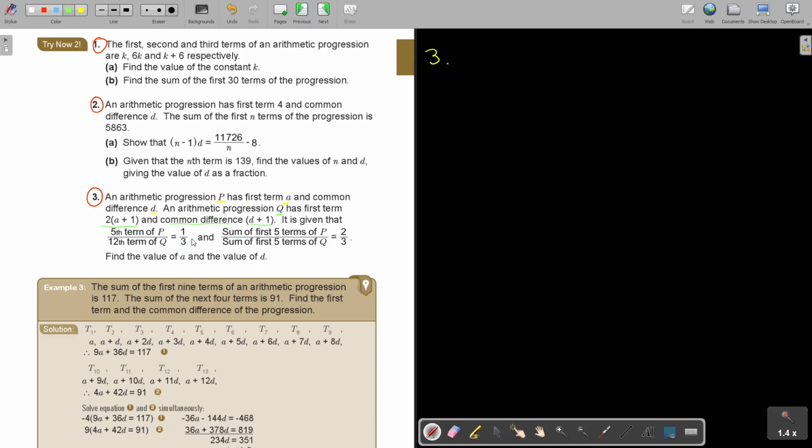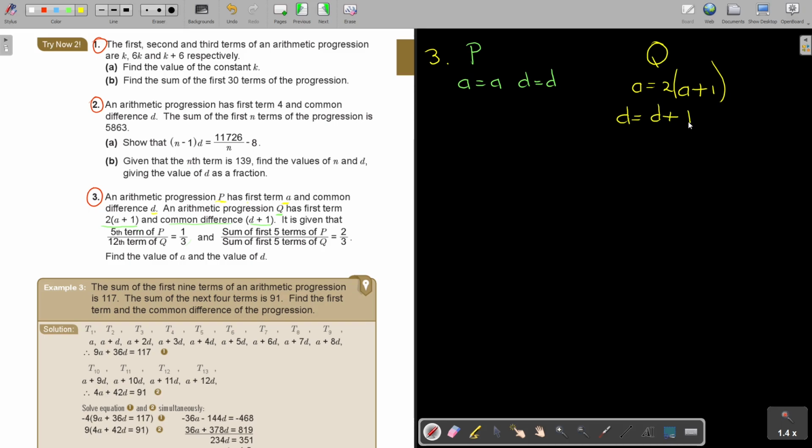Okay, I just want to get the place there. Let's start with P. So A will be A and D will be D. And then we go to Q, where A will be 2(A plus 1) and D will be D plus 1.